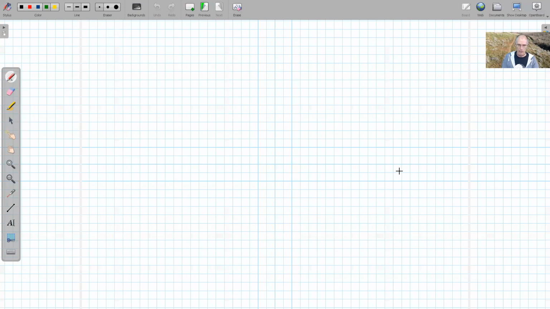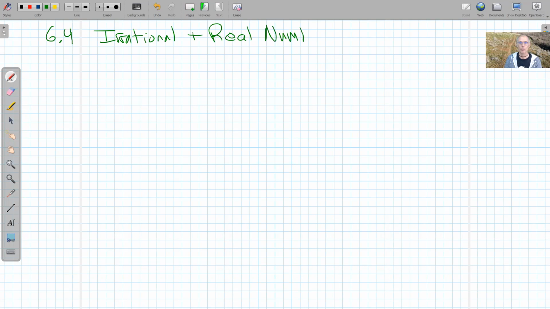Next topic: irrational, rational, and real numbers. So this is section 6.4, irrational and real numbers. We're just going to play around with what this means.